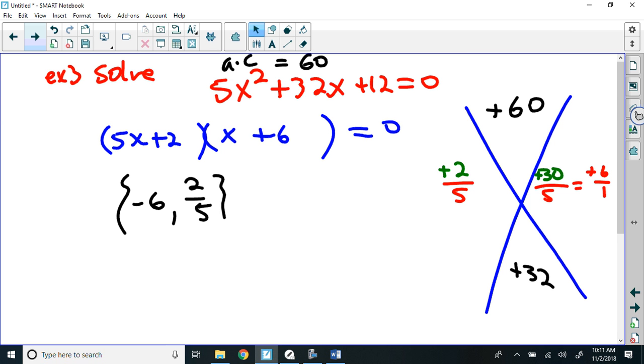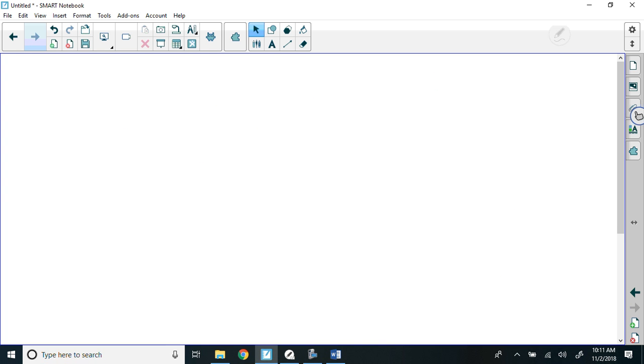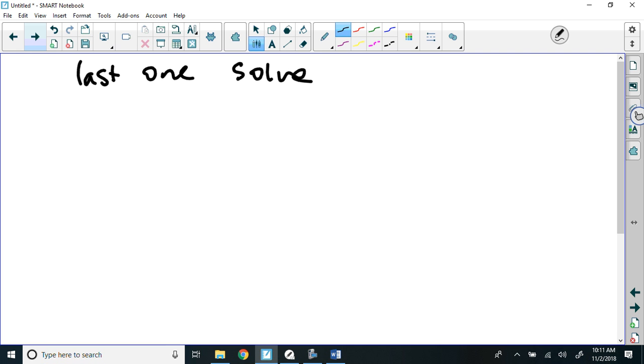Well, let's look at one with irrational answers, and then we'll be done. I know I said that's it. We're just about done. I want to look at one if we have some irrational answers just to see how those come into play, and then that'll be it. Okay, something that doesn't factor. Last one. Solve 4 minus 6x equals 13x squared.